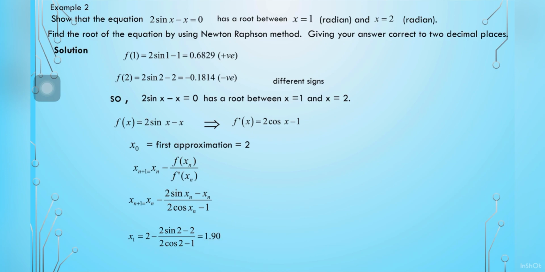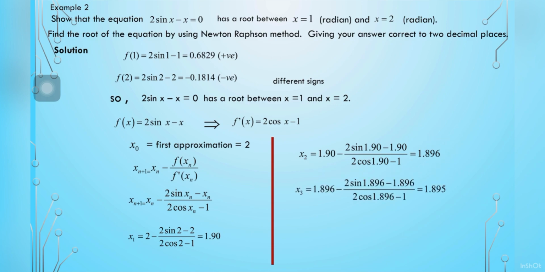And the next one is for x2. We have to use this formula, this value of x1 input into the formula of x2. We just write this down, and the calculation is done by your calculator. So we have the value 1.896. This one we have done once. This is the second one, and we go to the third one.